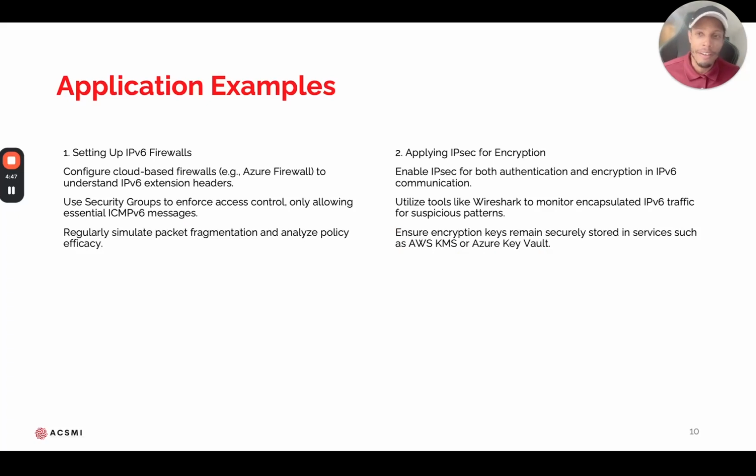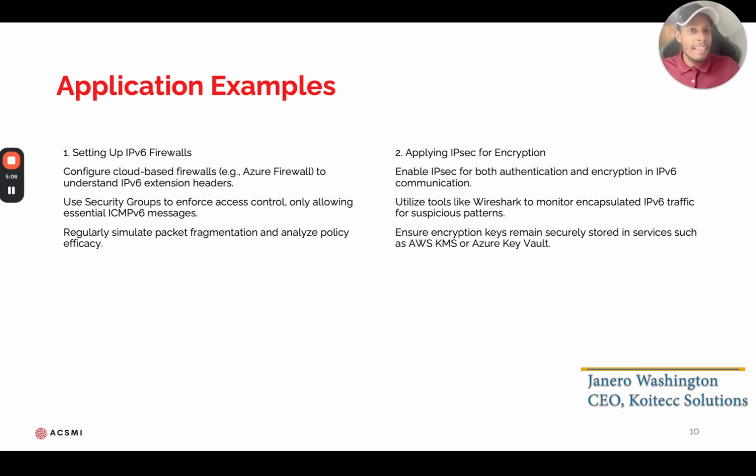Let's talk about our example here. We're talking about setting up an IPv6 firewall. What does that mean? Well, we're talking about a cloud-based Azure firewall. We're talking about understanding that it has its own headers as well, and then using security groups to enforce the access control is really going to allow only the messages that we want to come through, not any attack or any advertisement or anything that's not actual good traffic.